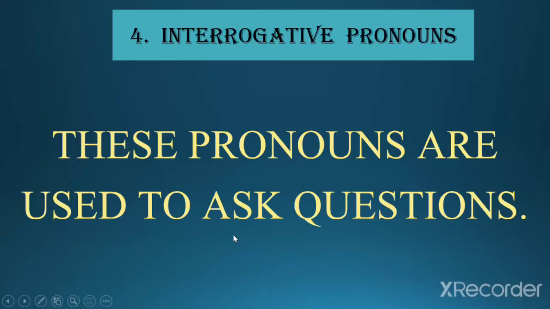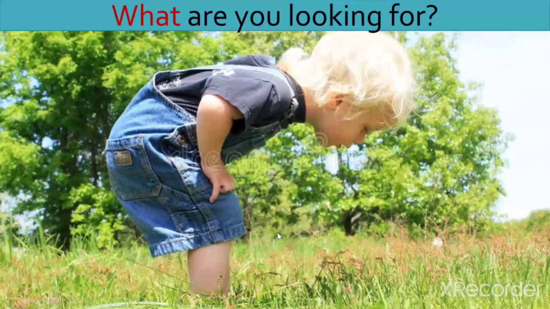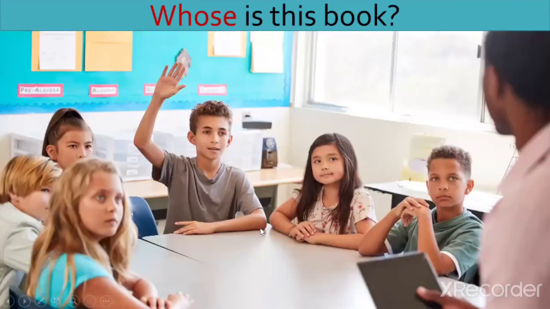So the next kind of pronoun is an interrogative pronoun. Interrogative, the word itself suggests that these pronouns are used to ask questions. What are you looking for? So the normal question words like what, which, whom, all these words which are used to ask questions are interrogative pronouns. Whose is this book? If I say whose book is this, so whose will immediately be followed by book, and then it will become an interrogative adjective and not an interrogative pronoun.